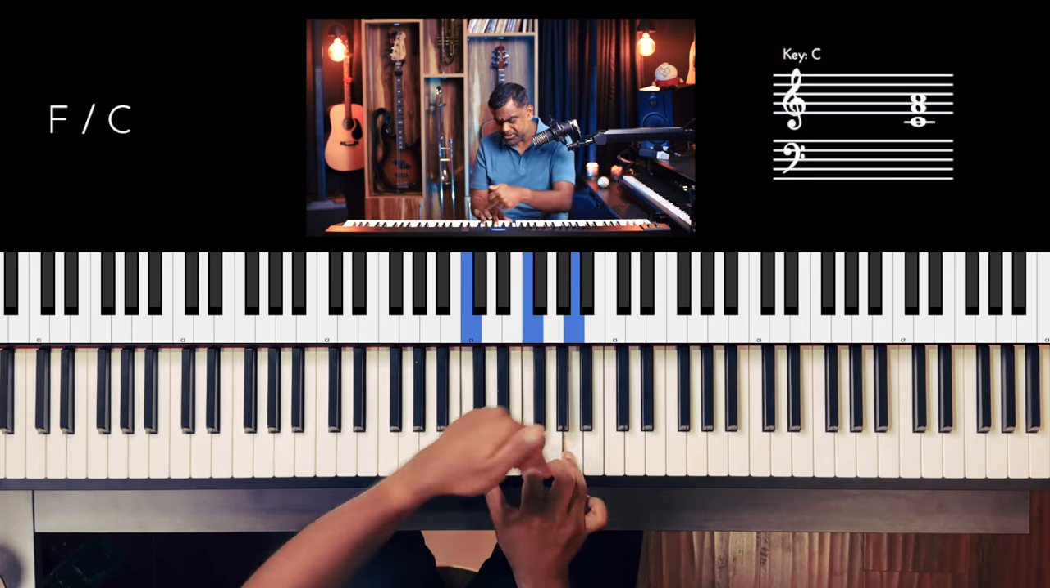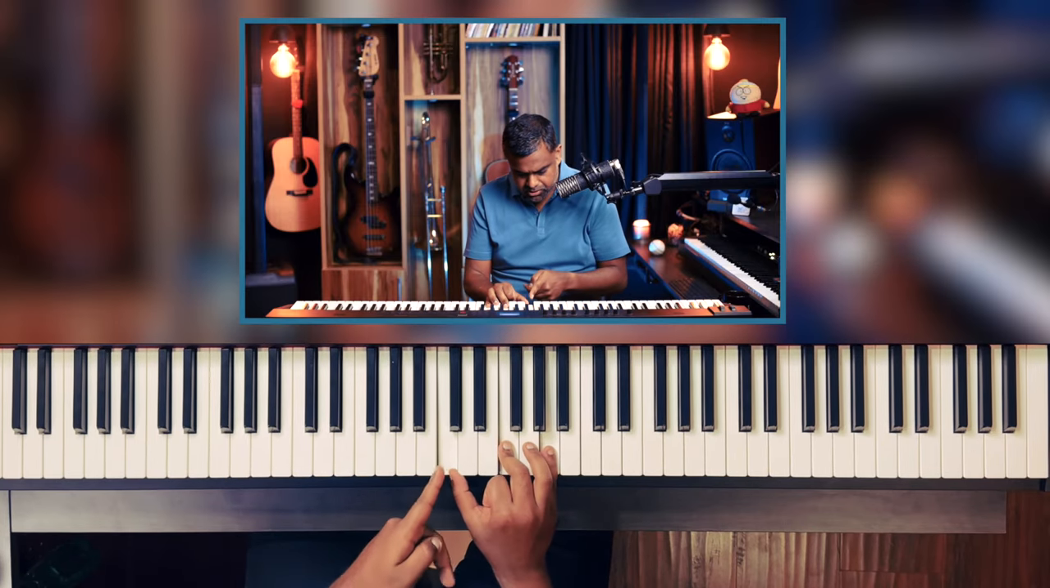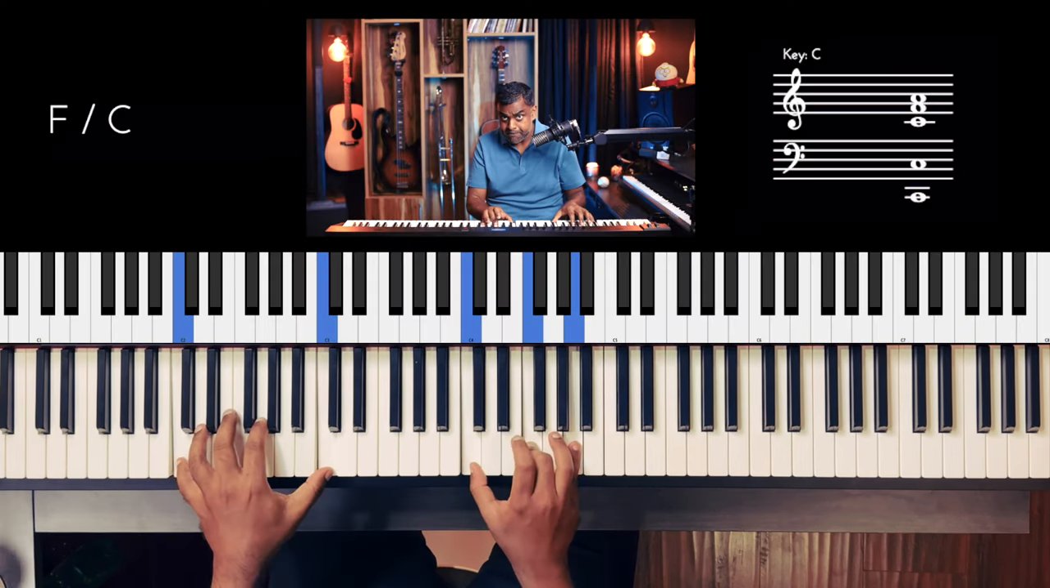Seems pretty obvious, so that one you'll get. Now the bottom, how do you reinforce it? You want to play the bottom note. What is this? This is C. So play C. Now realign your brain. Just focus on the bass.